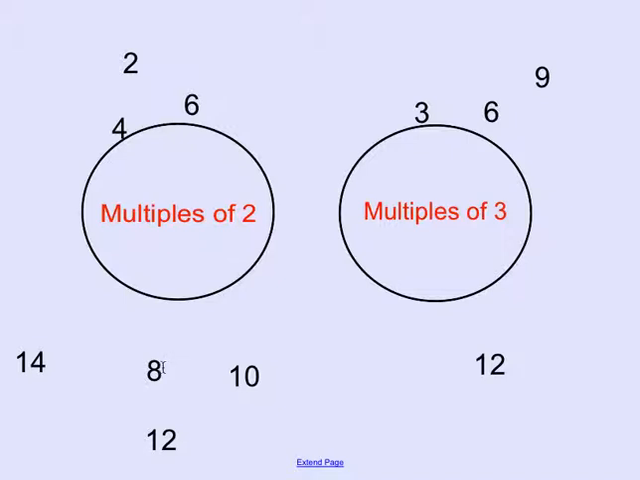But what's interesting is that some numbers are shared multiples. For example, 6 is a multiple of 2, and it's also a multiple of 3. Likewise, 12 is a multiple of 2, and 12 is a multiple of 3. Okay? So multiples are just not unique to one number. They can be shared by different numbers as well.